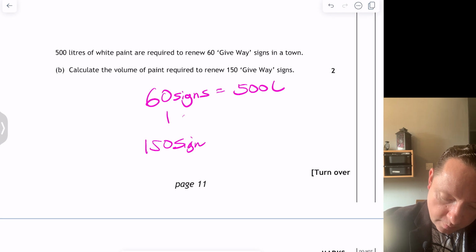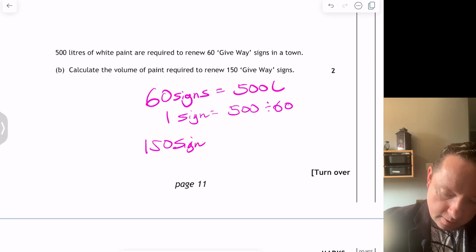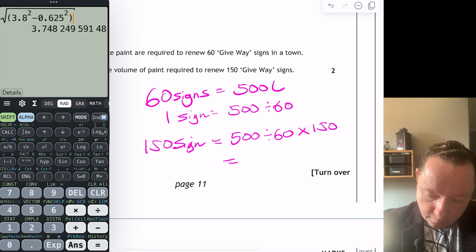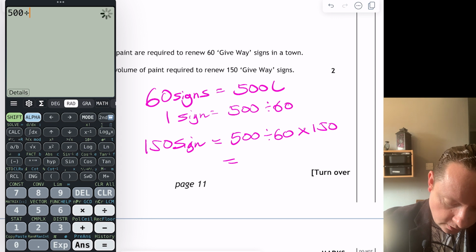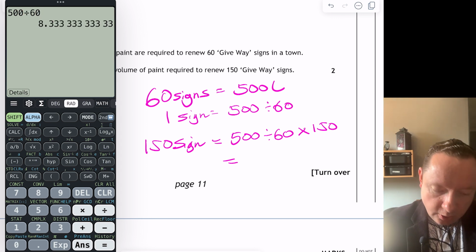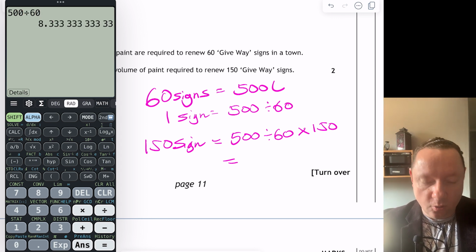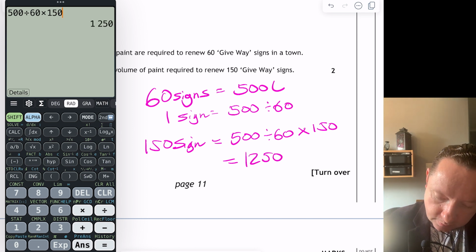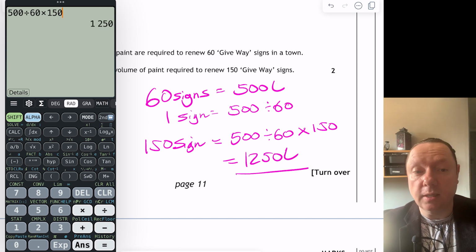So how am I going to do that? Well, first of all, in the middle, I'm going to do one sign. So that's 500 divided by 60. And that means that 150 signs is 500 divided by 60 times 150, which you can just do in one go in a calculator. If you do it in separate steps, make sure you keep 8.33, don't round it too much, times 150, and you get 1250 litres. And we're done there.